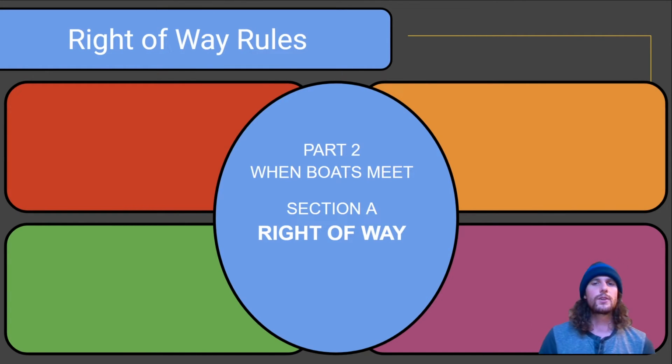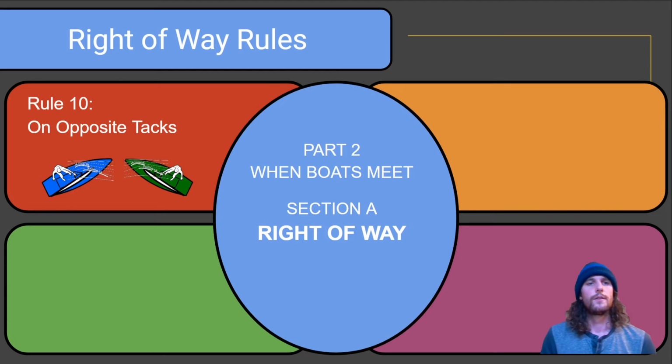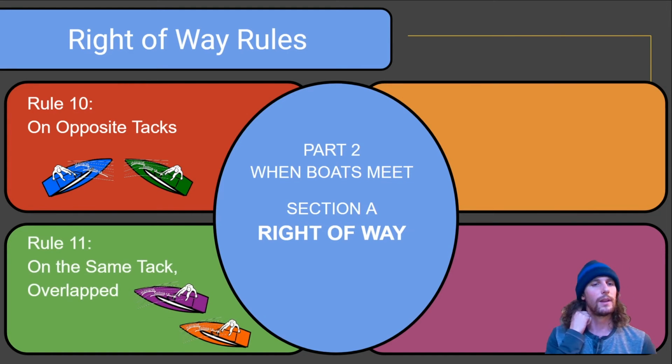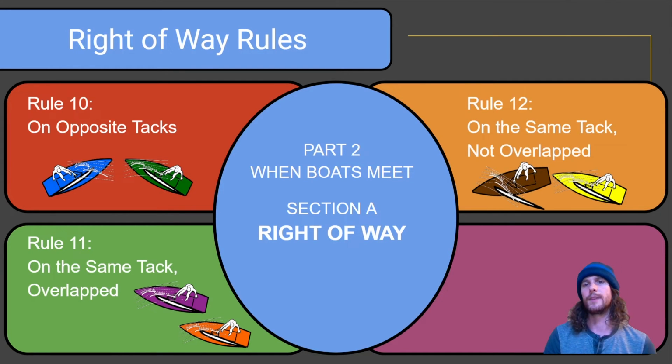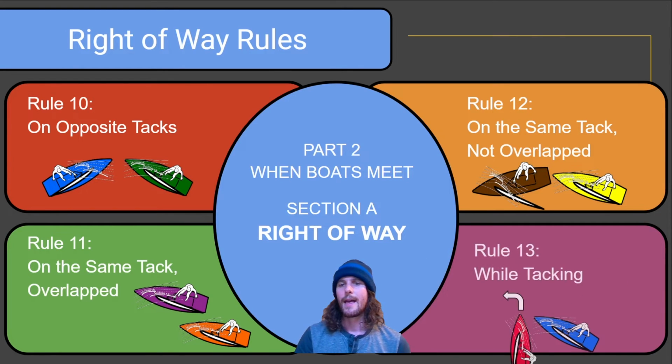So now we can talk about the first 4 rules in Part 2, Section A, right of way. First one that we're talking about is rule number 10 in the rule book, and it's called on opposite tacks. The second one is rule 11. We call that on the same tack overlapped. The third one, rule 12, on the same tack not overlapped. And the fourth one, rule 13, while tacking.